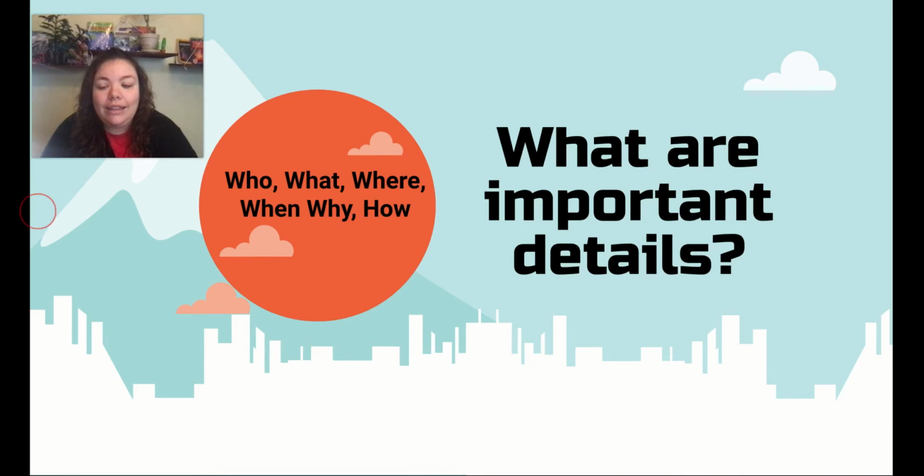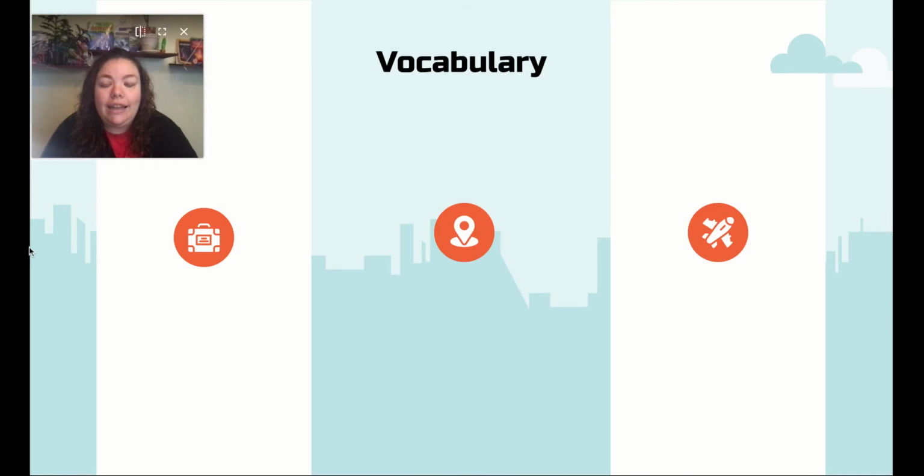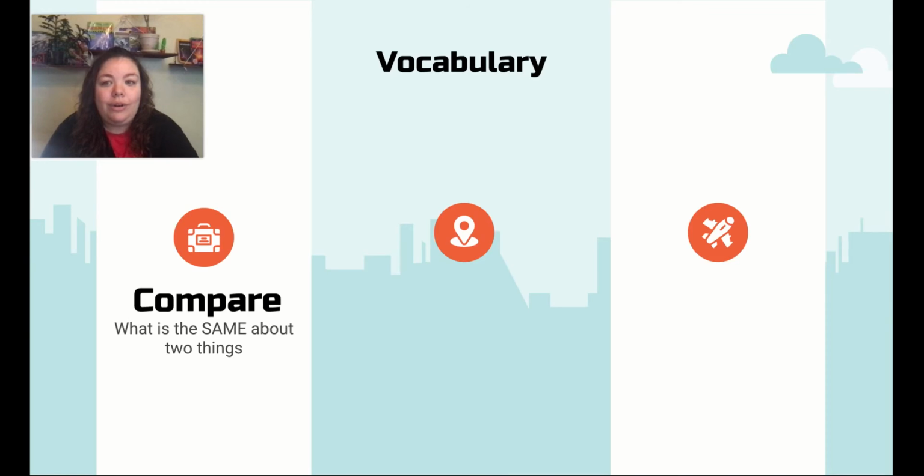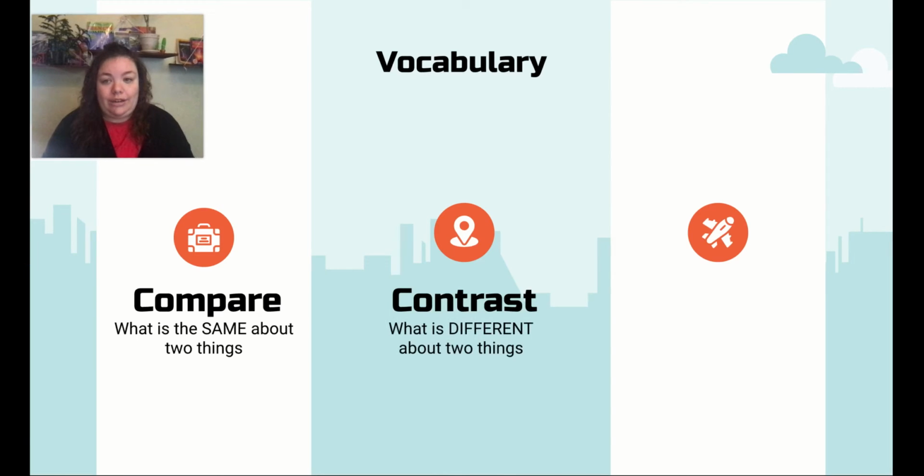So the second question we might ask ourselves is, what does it mean to compare? If you are comparing something, you are saying what is the same about two things. Comparing is the same. So if it's compare, it's equal, it's the same. But then if you're contrasting, it means what is different about those two things. So compare is the same and contrast is different.